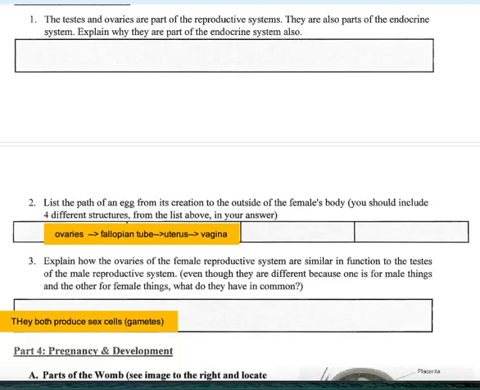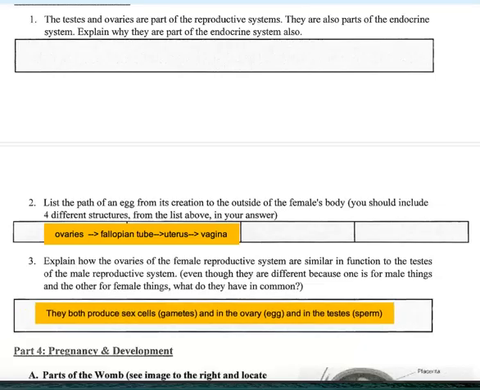And in the ovary, we have the egg, and in the testes, we have the sperm. So hopefully you knew that. If not, we just reminded you of that. So pause, get that down, and then continue the video.